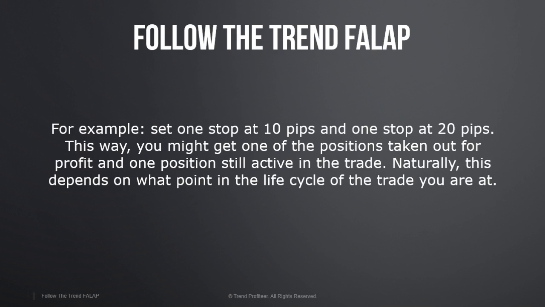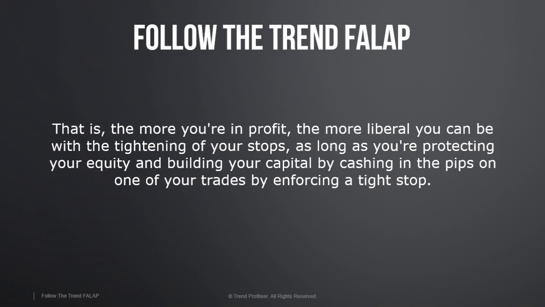Naturally, this depends on what point in the life cycle of the trade you're at. In one way, the longer the trade's gone, the more profits you have, so you can be more liberal, but at the same time, it may be coming to the end of the trend. So you just need to judge it on a case-by-case basis, depending on how many indicators have counted against your position. The more you're in profit, the more liberal you can be with tightening of your stops, as long as you're protecting your equity and building your capital by cashing in the pips on one of your trades by enforcing a tight stop.